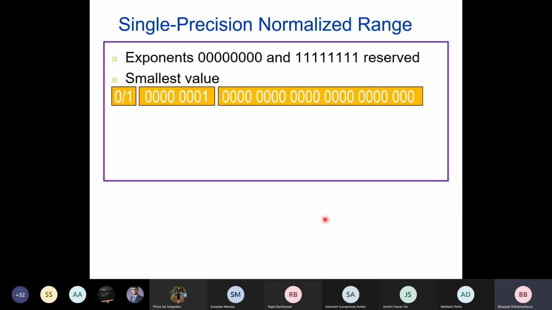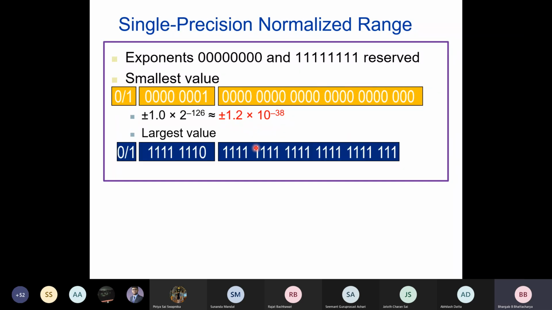And so therefore, the smallest value is 0, 1. Sign could be plus or minus. The smallest exponent value is this, so you have all 0, and the least significant bit is 1 here, because all 0 is reserved. And what is the smallest value of the mantissa? Which is this, that we have just discussed. So this is the smallest value in magnitude, both in plus and minus, 1.2 times 10 to the power minus 38.